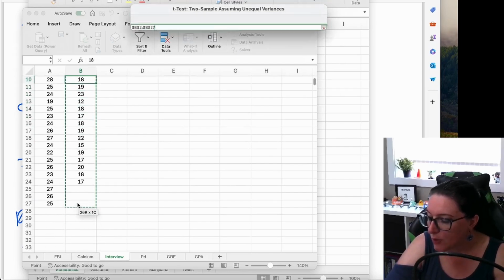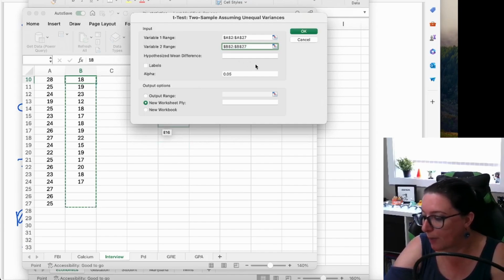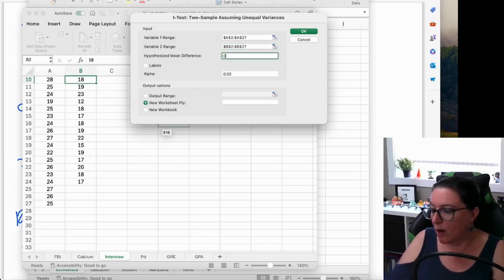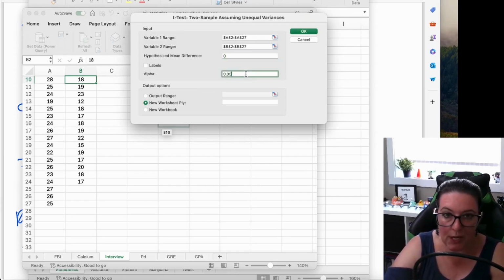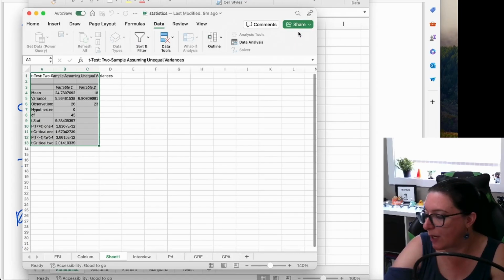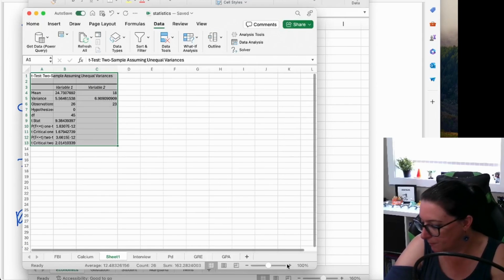The order matters because it's how you defined your null and alternative hypothesis. And we are looking at a hypothesized difference of 0. And we're doing an alpha of 0.05. You could change this to 0.01 if you wanted to be 99% confident. So you could change that there. All right, so here we go. Make this bigger.